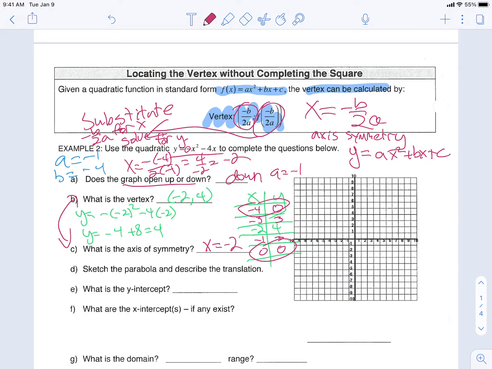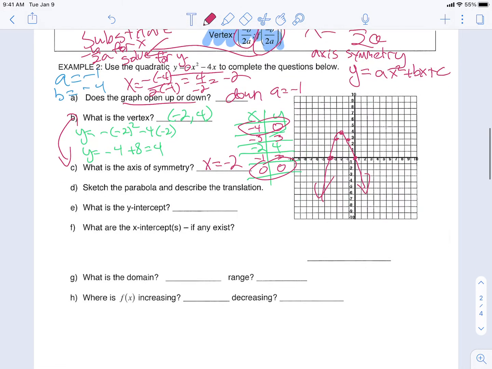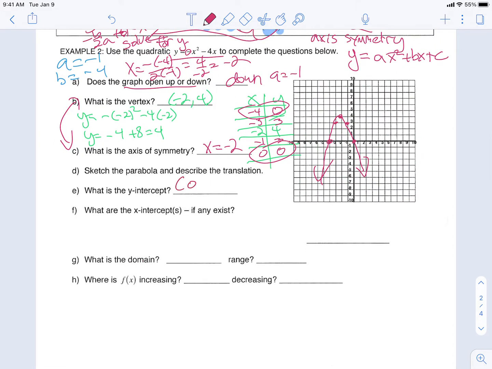So now let's go ahead and sketch it. -2, 4, 1, 2, 3, 4, -3, 3, -1, 3, and then -4, 0, and 0, 0. Okay, there's my almost U shape. What is the y-intercept? 0, 0.